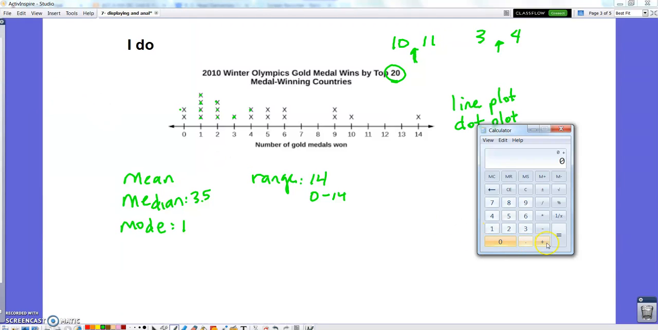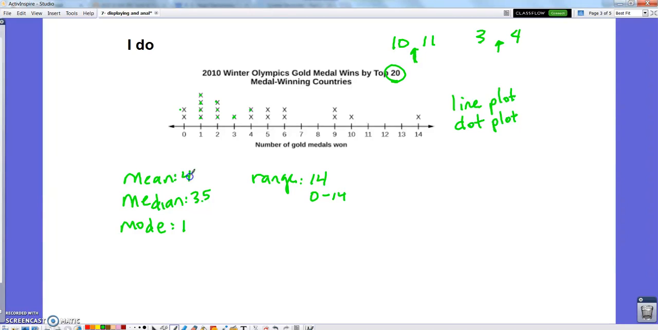0 plus 0 plus 1, 2, 3, 4, plus 2, 4, 6, plus 3, plus 8, plus 10, plus 12, plus 18, plus 10, plus 14, and divide by 20. That's all you can do. There's no faster way to do it from a line plot than if they were in a list.